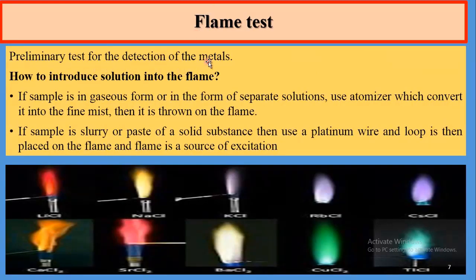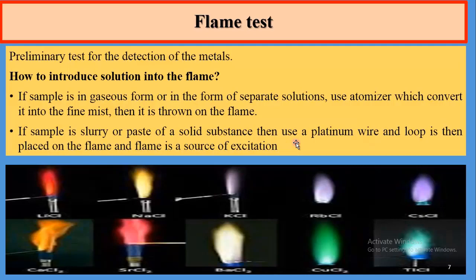The preliminary test for the detection of metals used in flame emission spectroscopy is the flame test. In the flame test, as we have performed in classes, if the sample is in gaseous form or in the form of a solution, we use an atomizer which converts it into a fine mist, then it is thrown onto the flame and the color of the flame is noted. And if the sample is a slurry or paste, then we use a platinum wire loop, which is then placed on the flame, and the flame is the source of excitation.